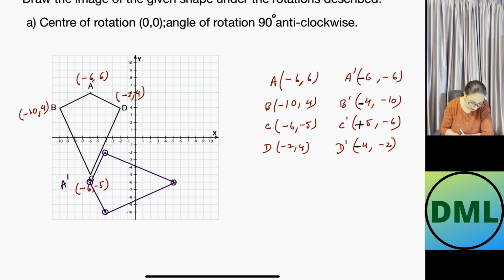This is my A dash, my B dash, this is my D dash, and this will be my C dash. This is how you can rotate your picture 90 degree anti-clockwise when the shape is in the two quadrants.